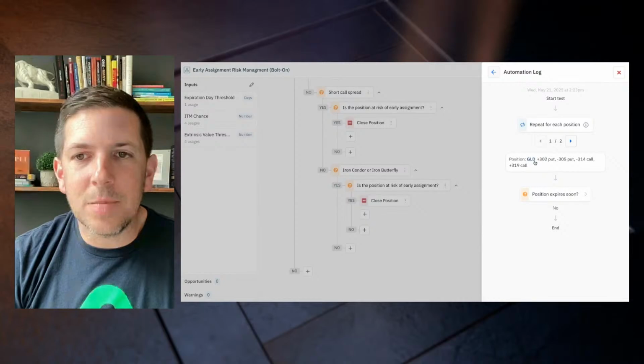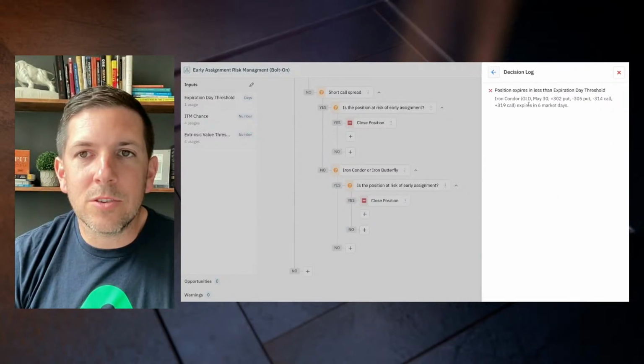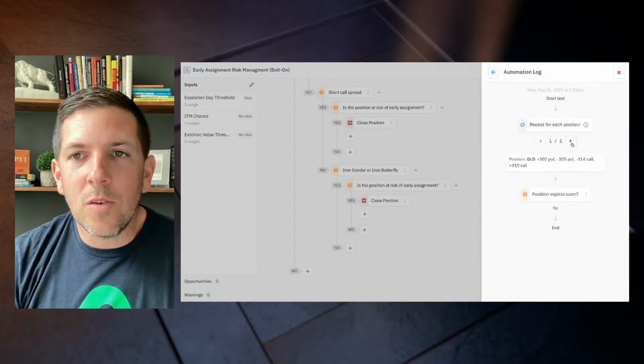So I got my GLD position. That's that position I showed you earlier. Does it expire soon? The answer is no. It expires in 6 market days. So that answer is no. It's not going to go to the next step. Same thing for my XSP.